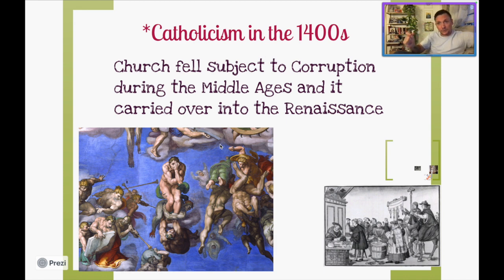And the big thing we need to dive into right now is why. Why did this happen, right? Why did this pop up? Why did all these new denominations show up out of nowhere? What we have to really dive into is what Catholicism was like in the 1400s. And what you must understand when you're studying Catholicism in the 1400s is the church was falling subject to a lot of corruption in the 1400s, okay?